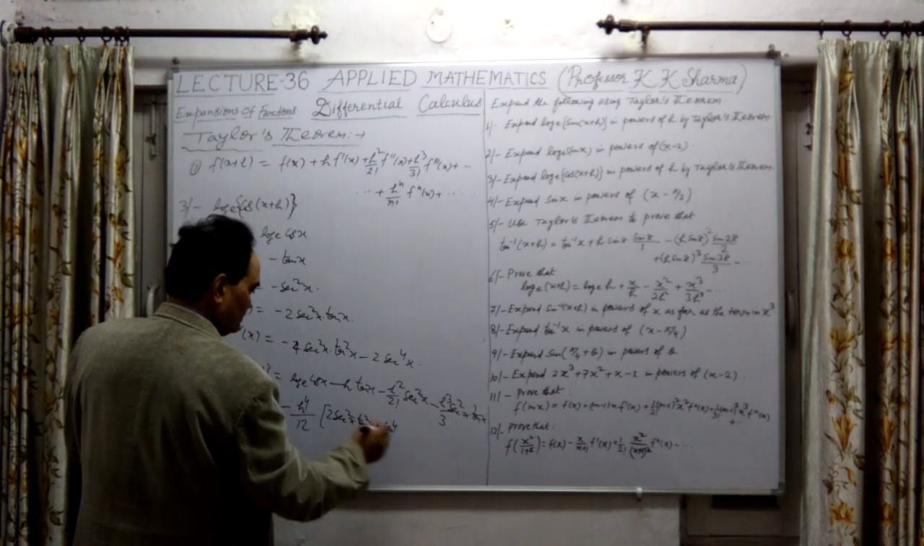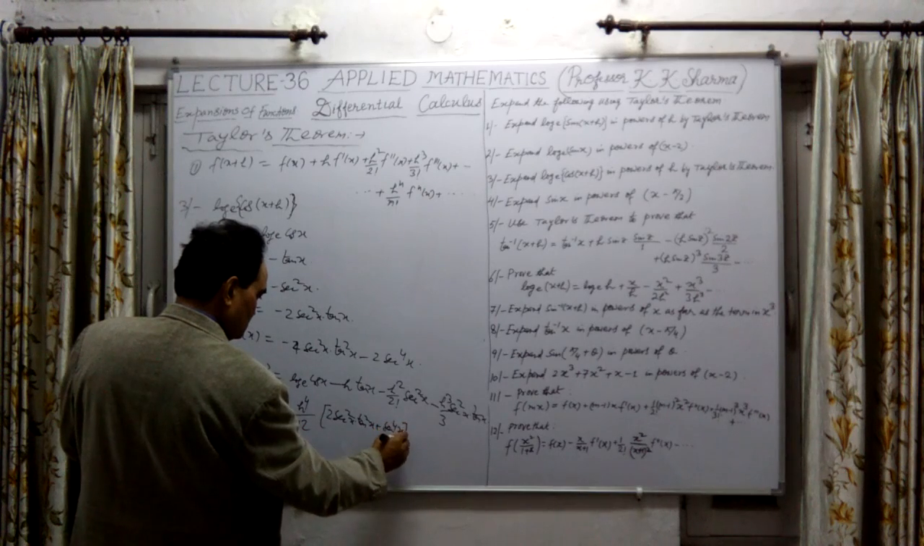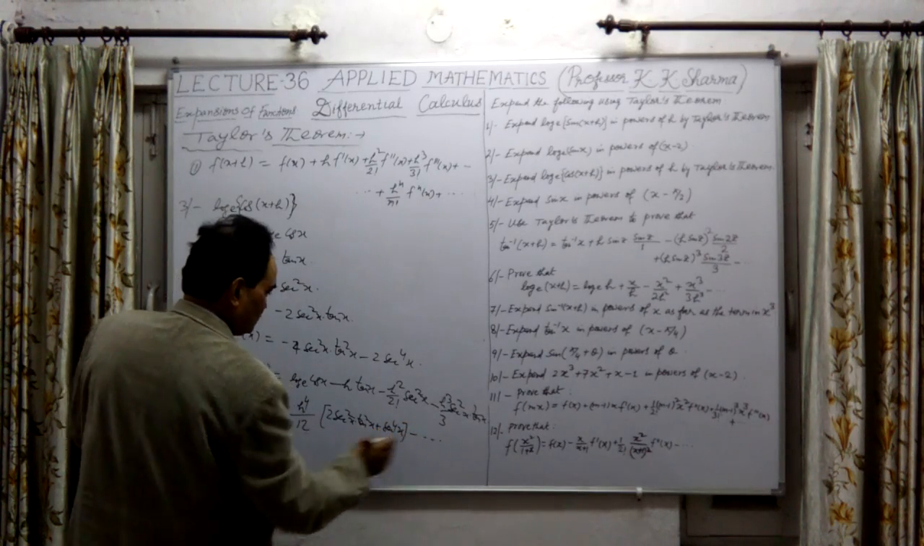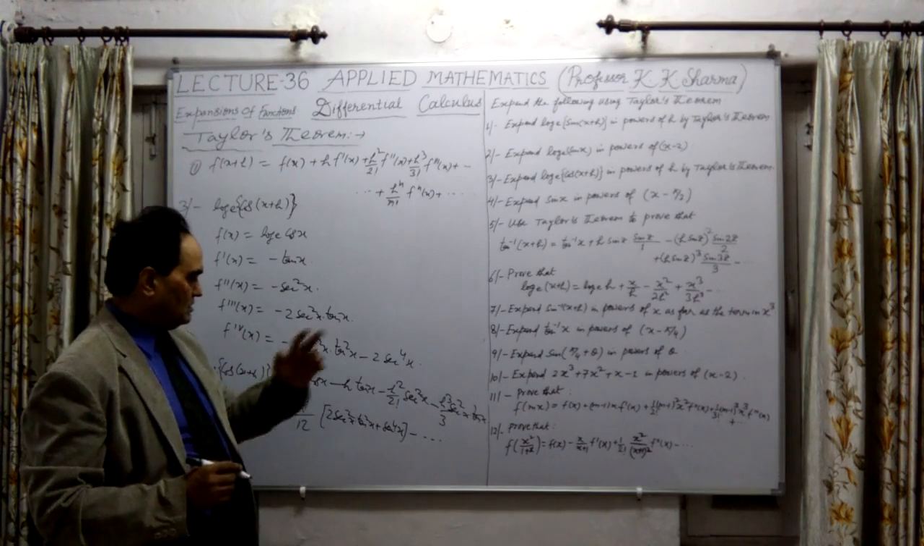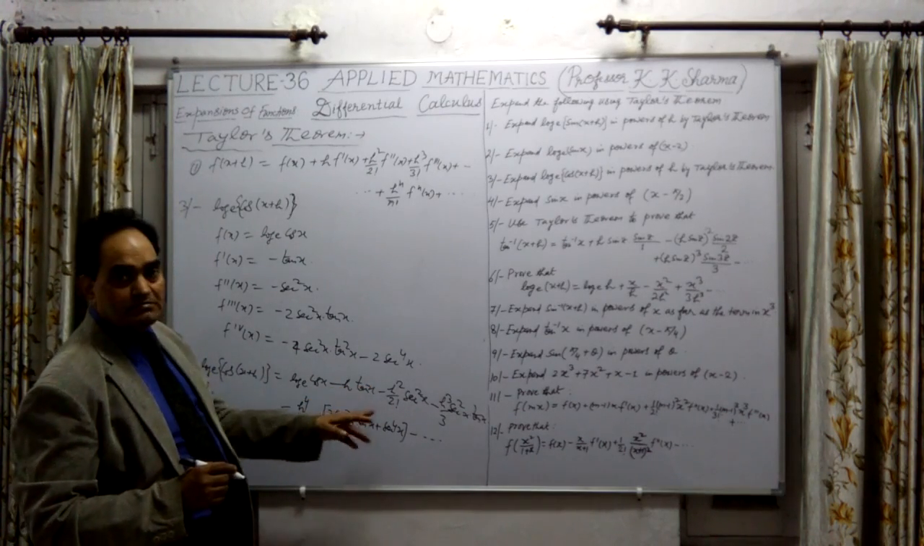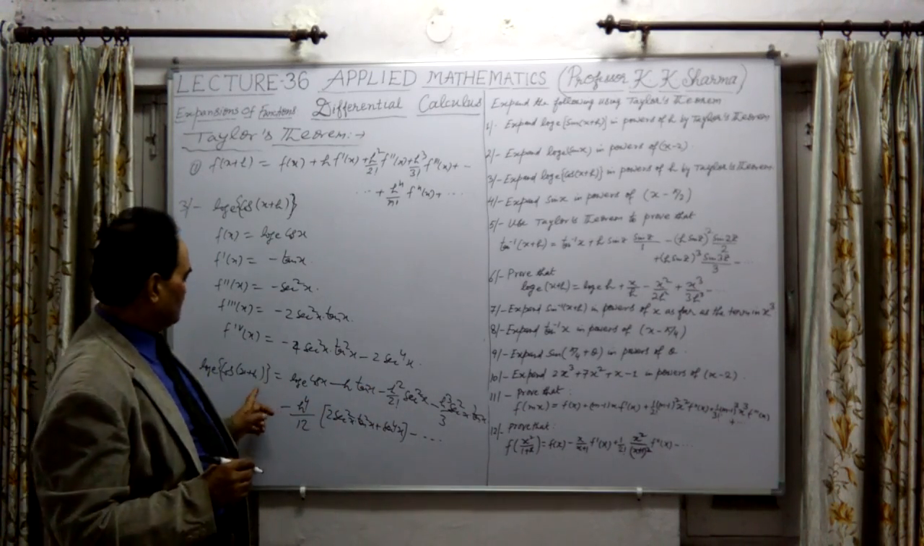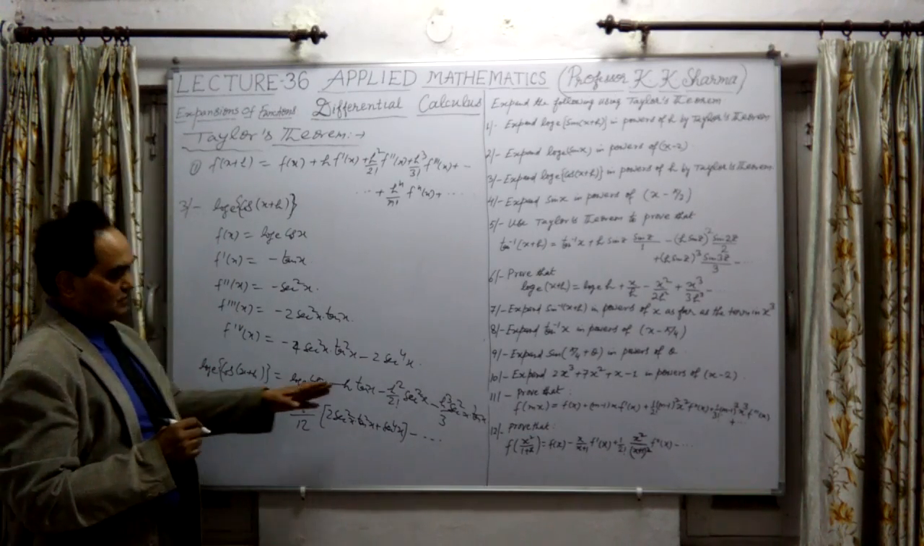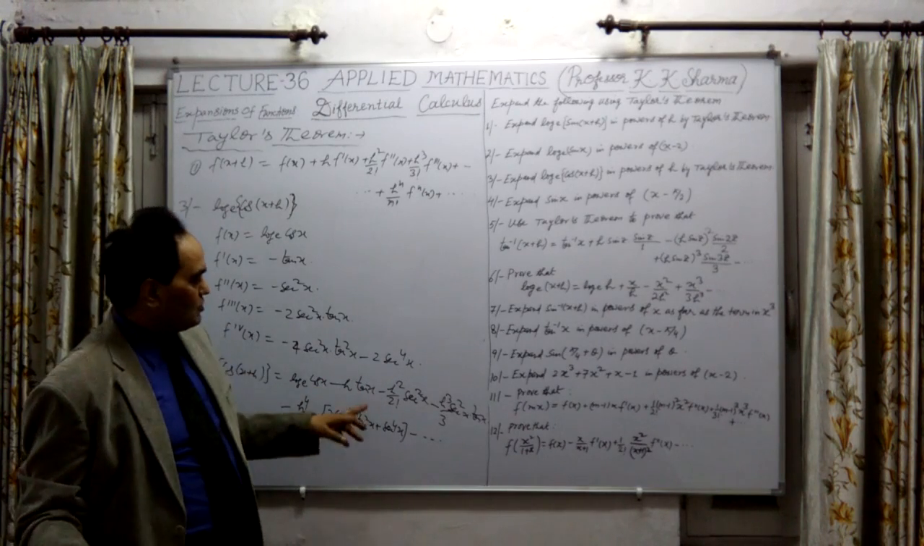Sec square x can also be taken out. Okay, that is there. Then and so on, with the negative sign and so on. This is the expansion of this function. This is log of cos of x plus h. Log of cos of x plus h is expressed like this in powers of h.